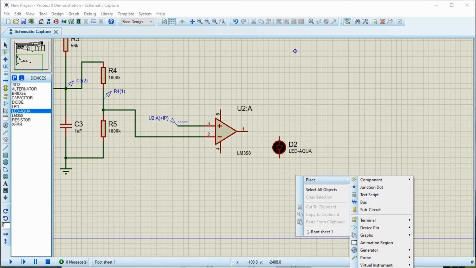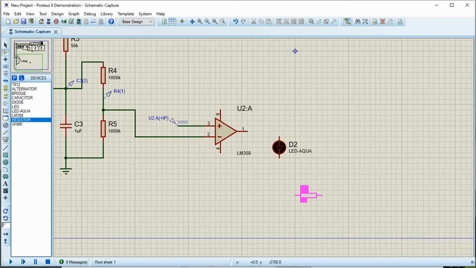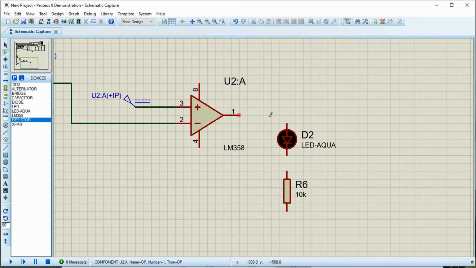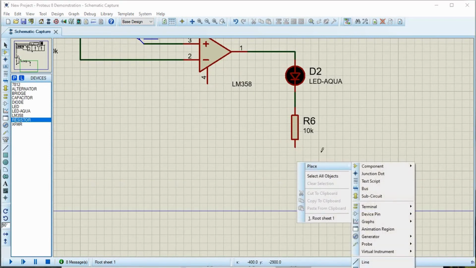So in Proteus, for the LED you don't have to put a resistor, but practically we'll have to use a resistor or the LED will fail. Check out the LED chapter once to know why we need a resistor and what should be this resistor value.